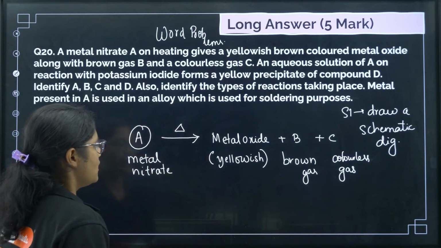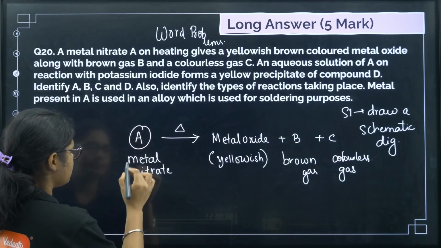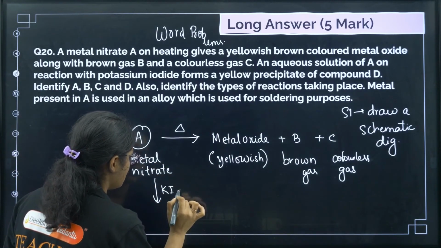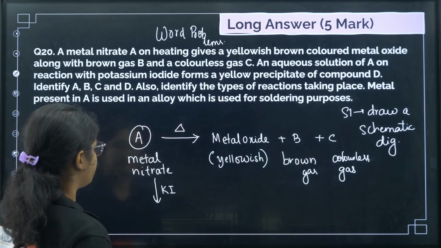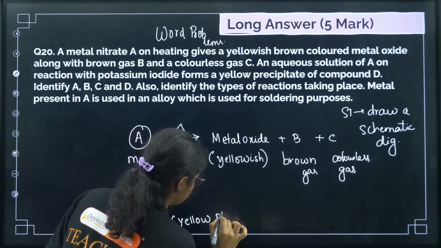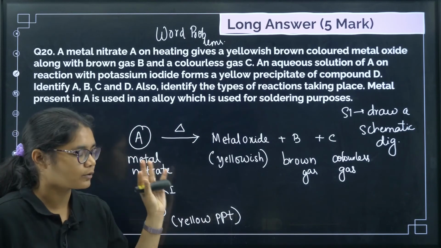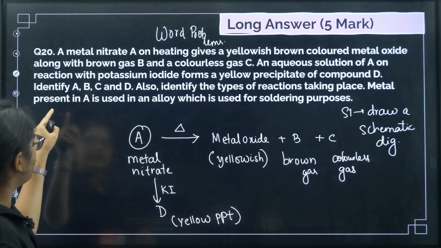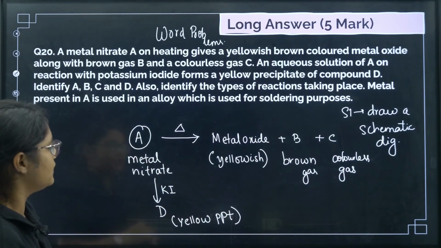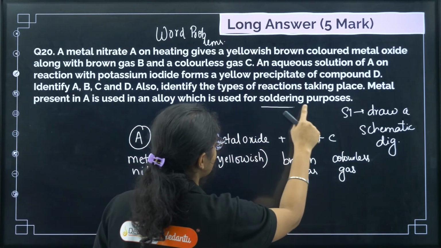Okay, fine. Next, an aqueous solution of A reacts with potassium iodide and forms a yellow precipitate, compound D. So this is D, which is a yellow precipitate. Like this, you need to first draw a scheme of the question. Next, identify A, B, C, D. Also identify the types of reactions taking place. Now the metal present in A is used as an alloy for soldering processes.